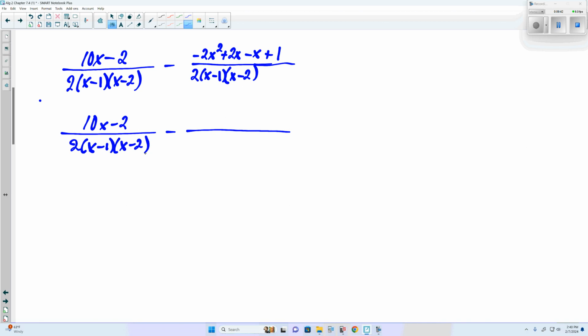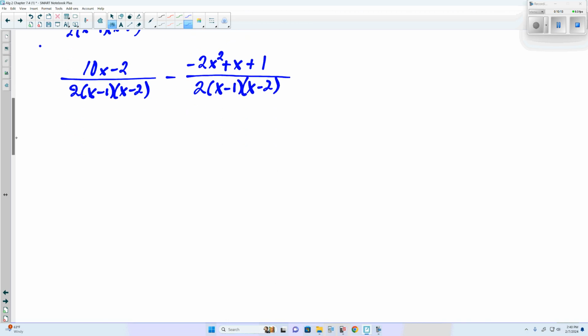Now the first rational expression doesn't simplify. It's as simplified as it gets. We can't do anything with it. The other numerator. All right, guys, let's focus in. Negative 2x squared and 1 have no common factors, but our 2x and negative x are like terms, and 2x minus x gives us x. So we combine those like terms.